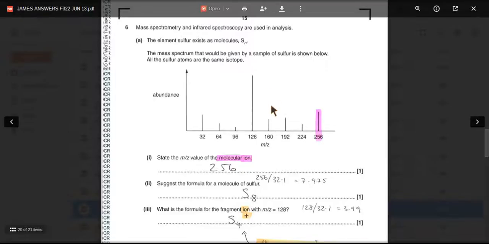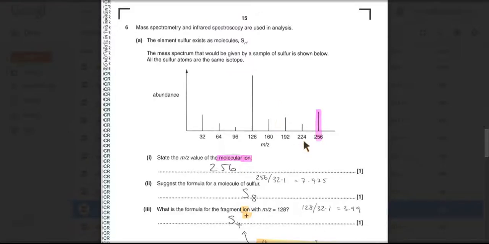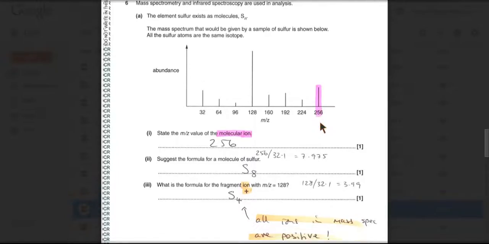So we've been given the mass spectrum, and straight away you can see I've highlighted this peak here. The peak furthest to the right, I will say, is the most important peak because it tells us the Mr of the substance, and it's called the molecular ion peak. So the m/z value for the molecular ion is 256.